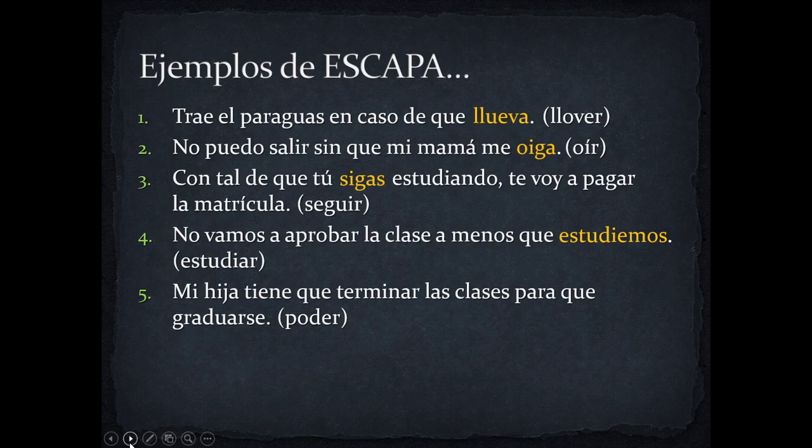Número 5. Mi hija tiene que terminar las clases para que blank graduarse. Aquí tenemos la expresión para que. ¿Qué significa para que? So that. Aquí queremos decir my daughter has to finish classes so that she can graduate. Así que necesitamos el verbo poder en subjuntivo. So we need poder in subjunctive, and it's reflecting daughter. My daughter has to finish classes so that she can graduate.